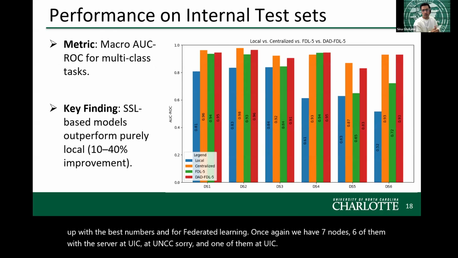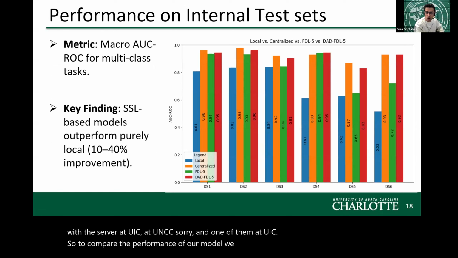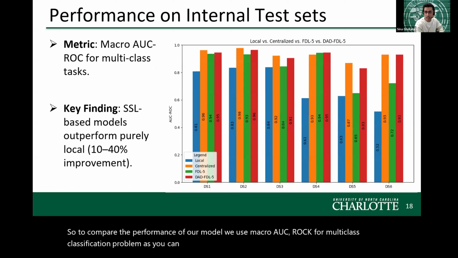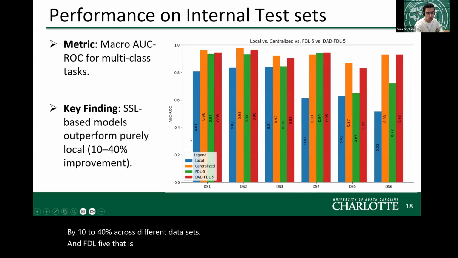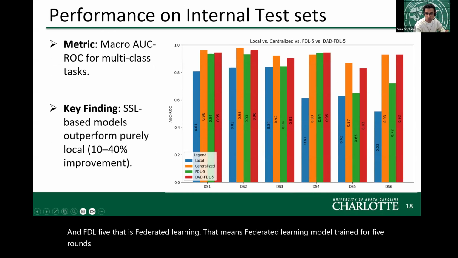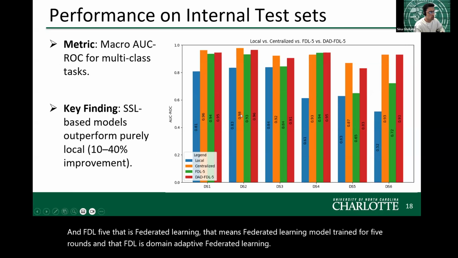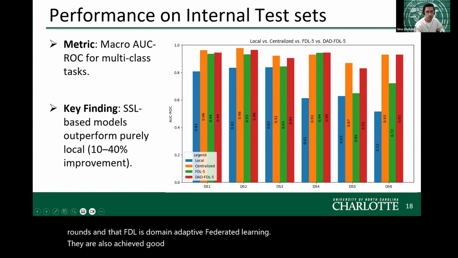To compare the performance of our models, we use macro AUC-ROC for the multi-class classification problem. As you can see, the SSL-based model outperformed local models by 10 to 40% across different datasets. FDL5, that is, the federated learning model trained for 5 rounds, and the domain adaptive federated learning model also achieved good performance.